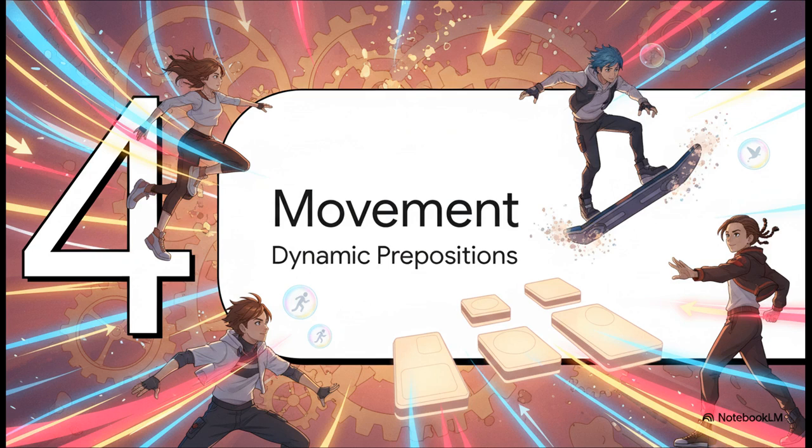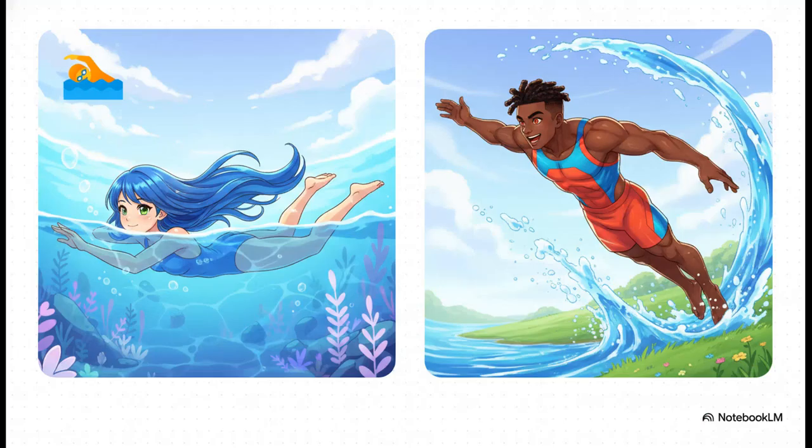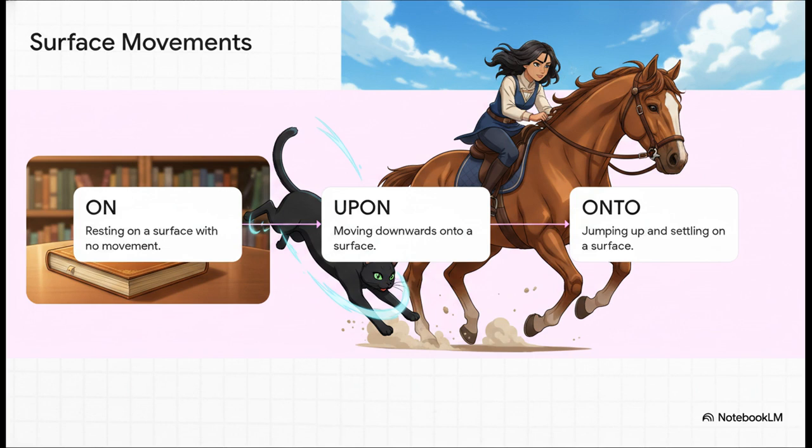Let's talk about dynamic prepositions, yani gati. I absolutely love using the analogy of water to explain this one. In simply means you're already inside. There's no change of medium. For example, swimming in the river. आप पहले से पानी में तैर रहे हैं, right? Into, however, requires an active change of medium or state. Yani बाहर से अंदर जाना. So you wouldn't say swimming into the river, you'd say jumped into the river. Make sense? Now let's look at surface movements.